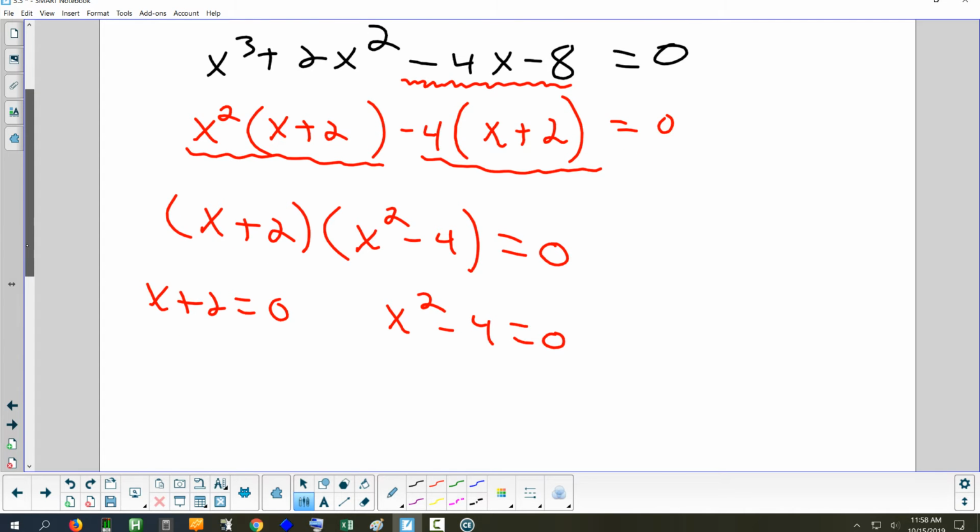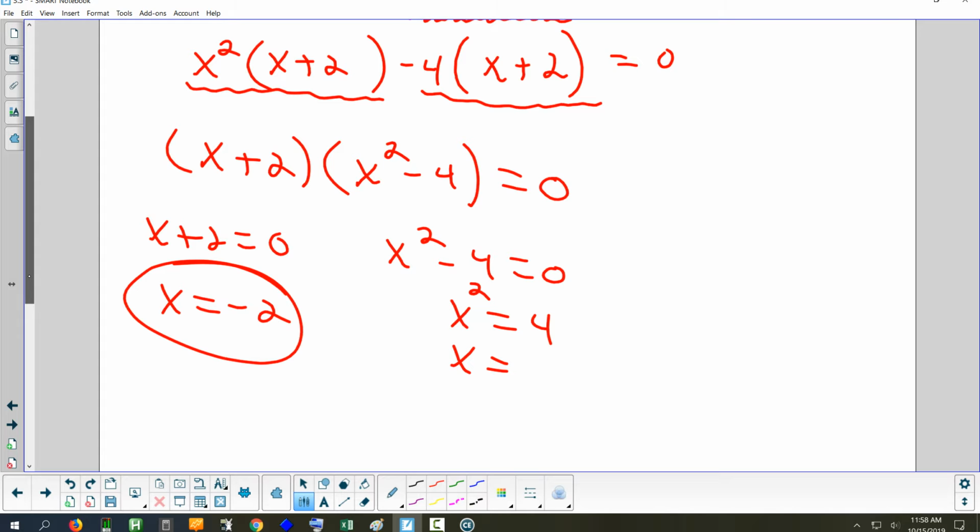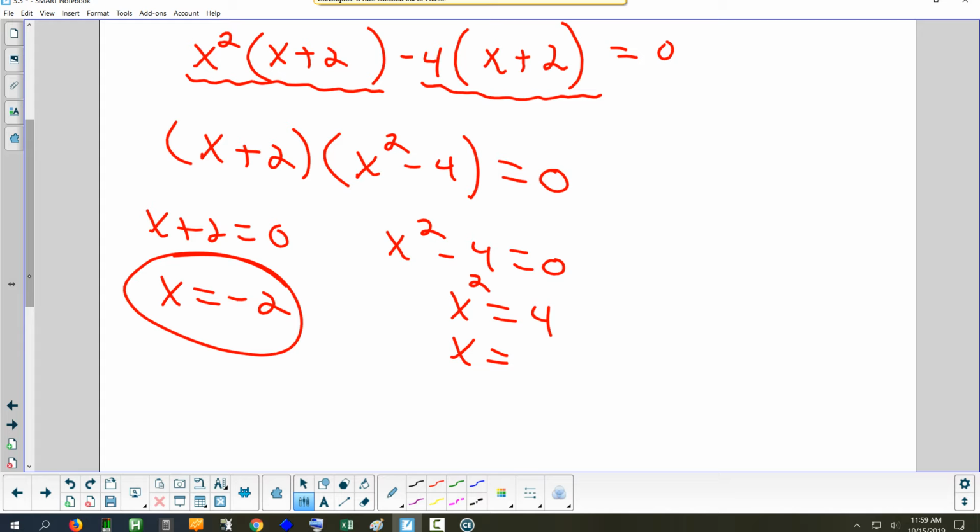So, what would you plug in for x to make the first one 0? Yep. So we get -2. Solve this one. What would you plug in for x to make the second one 0? Be careful here. What do you basically have to find here? The what of 4? The square root. What is the square root of 4? 2? -2. -2.